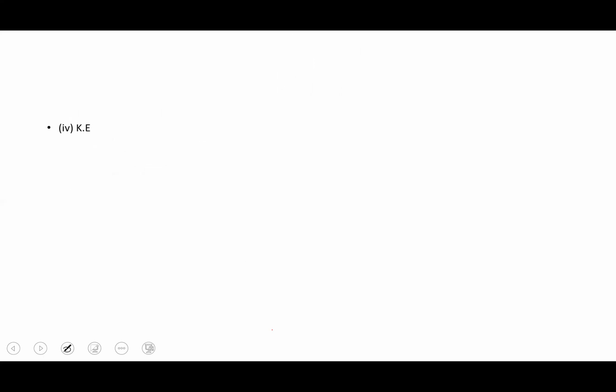Now for the kinetic energy, as we know the formula for kinetic energy is 1 over 2 m v square, and we have the value of velocity now.